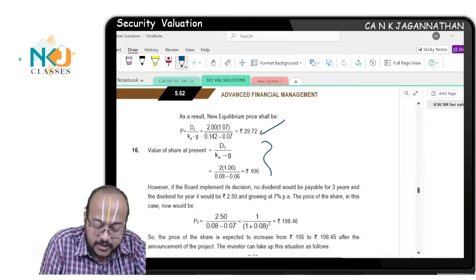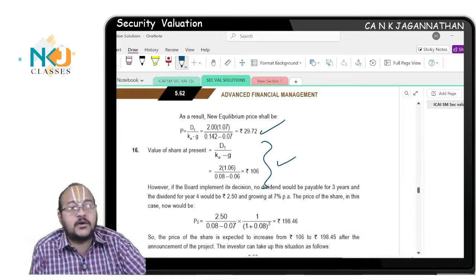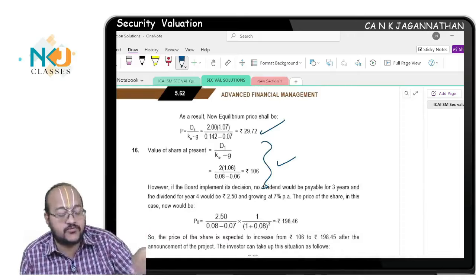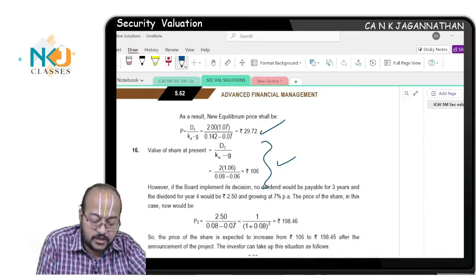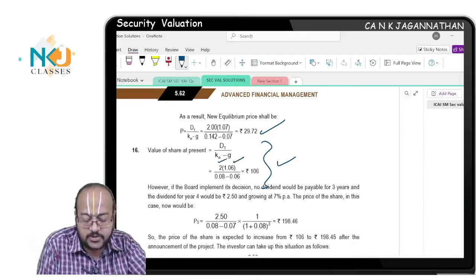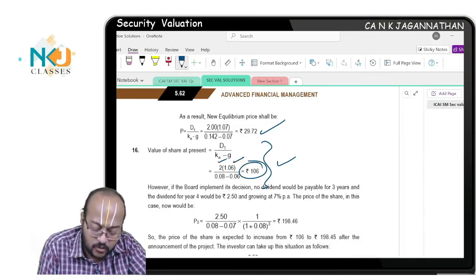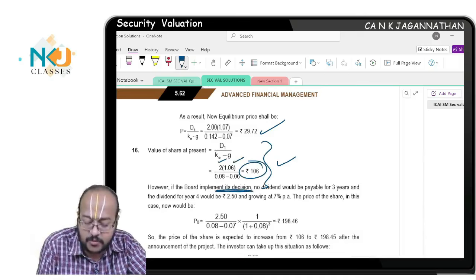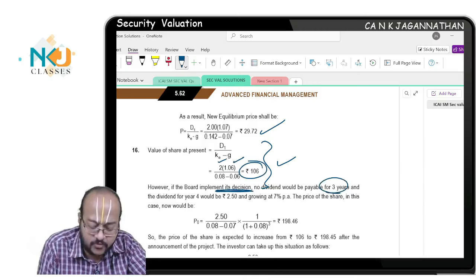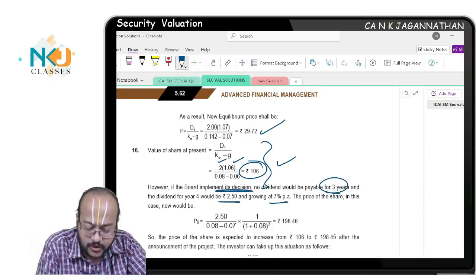First step is to find the existing value of the share. Without undertaking the project, what is the value of the share today? D1 by KE minus G. D1 is nothing but D0 into 1 plus G, divided by KE minus G, you will get 106. However, if board implements its decision, no dividend would be payable for first 3 years and dividend from the 4th year will be 2.5 growing forever.